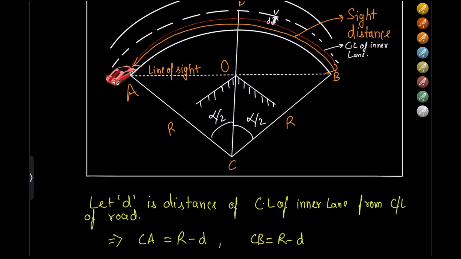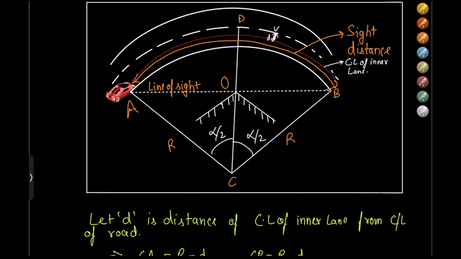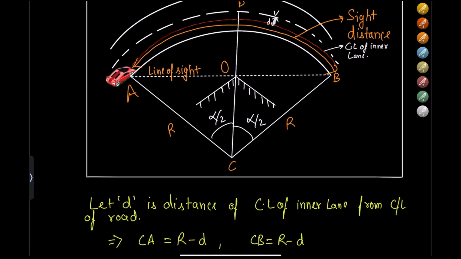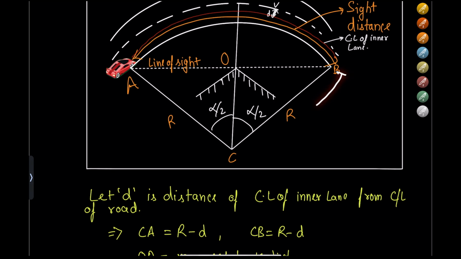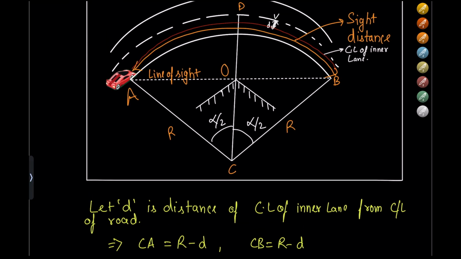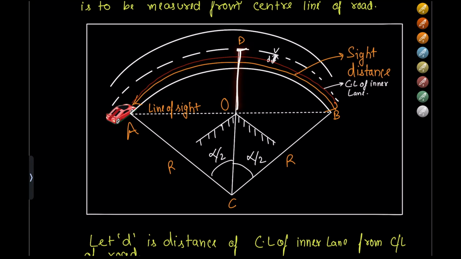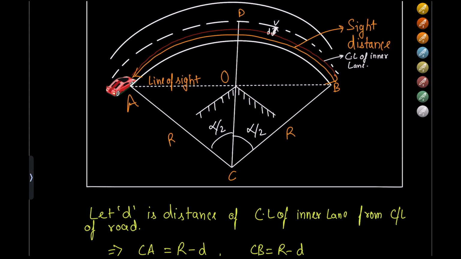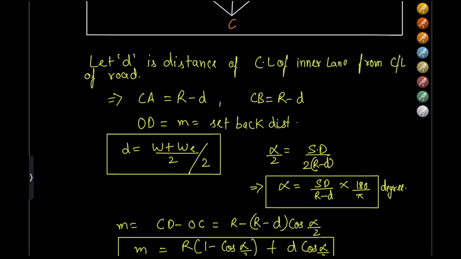CA is given as R minus D. CA is measured from this point, so CA can be given as R minus D. CB is equal to R minus D as well. OD is equal to M, the setback distance, which is measured from the center line of the road. So this value would be M. M is automatically equal to CD minus OD.